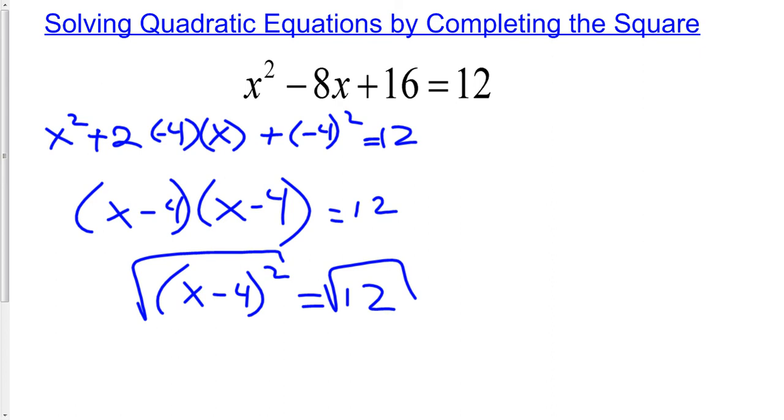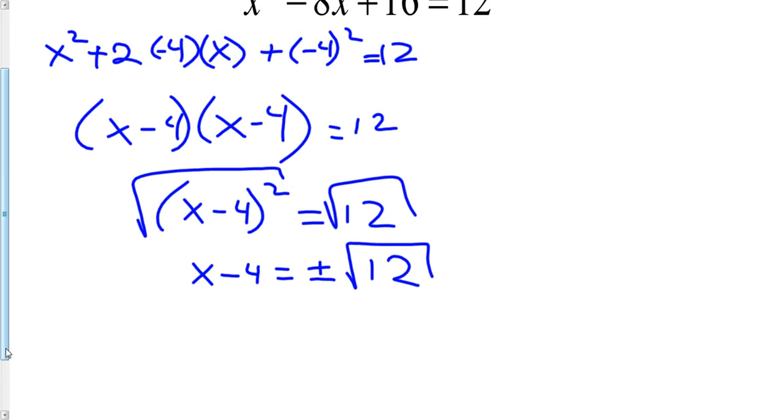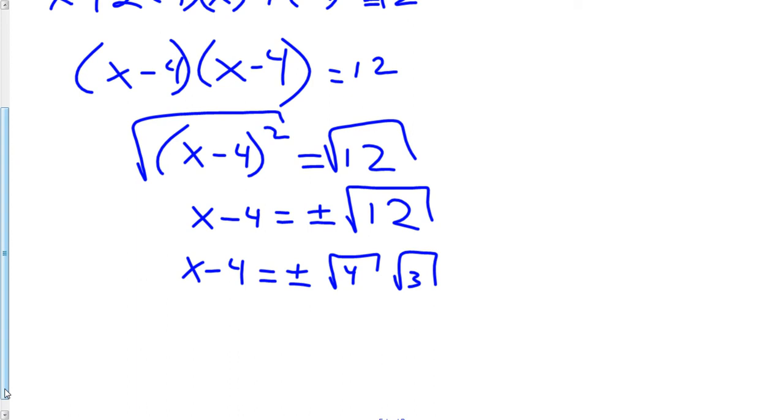to take the square root of both sides, and I get x minus 4 is equal to plus or minus the square root of 12. You have to get two answers. Then I'm going to simplify the right side to get an exact answer. The square root of 12 gives me the square root of 4 times the square root of 3. And so I get x minus 4 is equal to plus or minus 2 square root of 3.